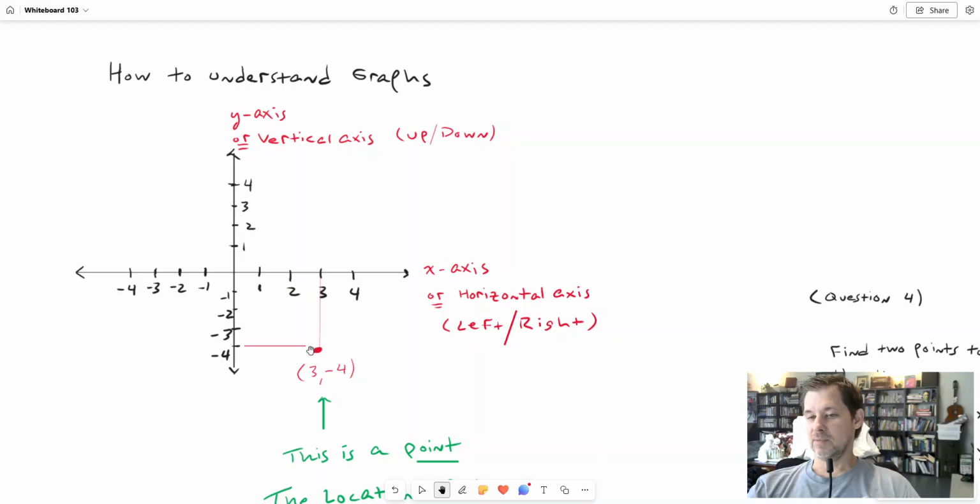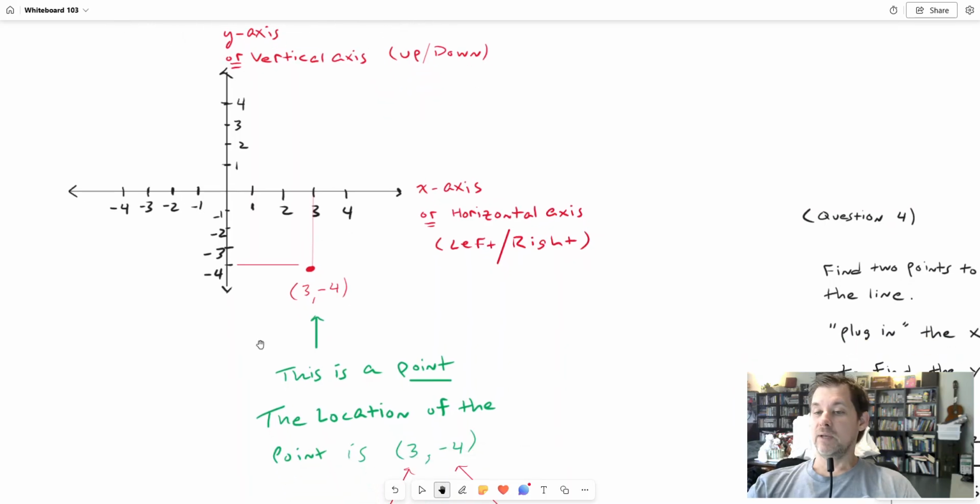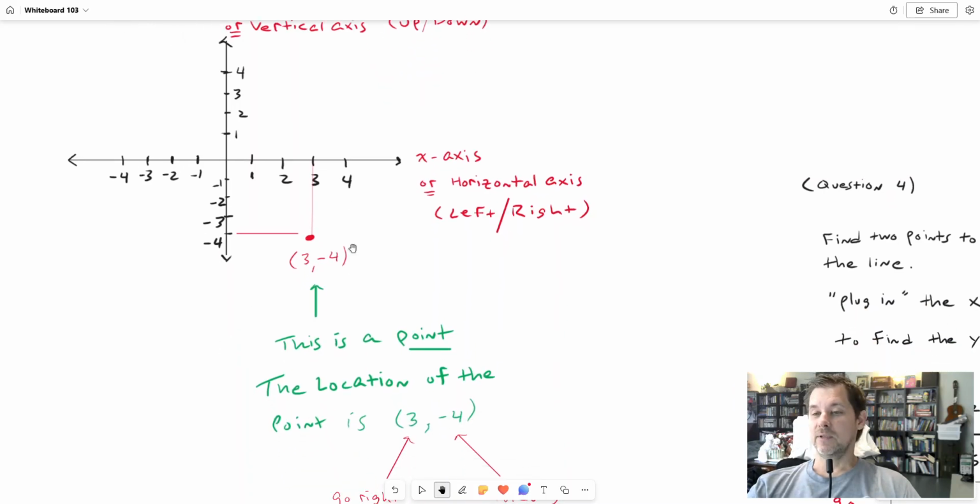Okay? So say this point is right here on my graph. How would I describe to you where that point is? Okay, so the way we describe where a point is, we give its coordinates. If I have these two numbers separated by a comma and enclosed in parentheses, that's the coordinates or the address or the location of that point. So there's that point. How would you get to this point by moving left and right or up and down?